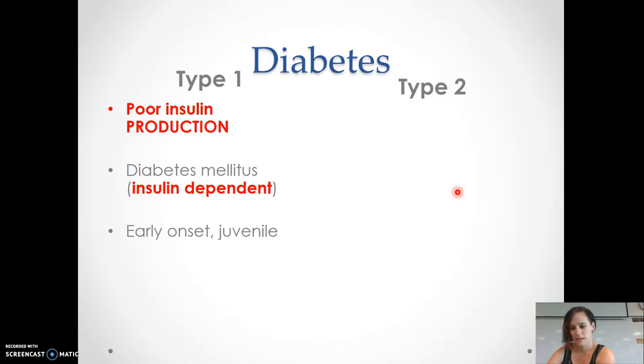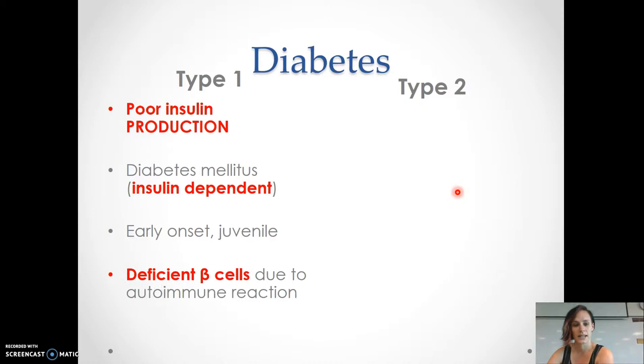Often it is early onset. You'll see it in juvenile people, so teenagers is often where it is diagnosed, and you have deficient beta cells, right? Often it is because of an autoimmune reaction, which means your body turns its antibodies on your beta cells. So it's turning it on itself, saying, hey, this shouldn't be there, when in actual fact you do need those beta cells.